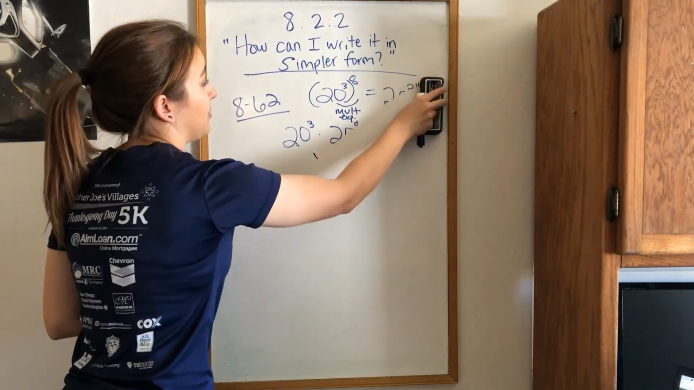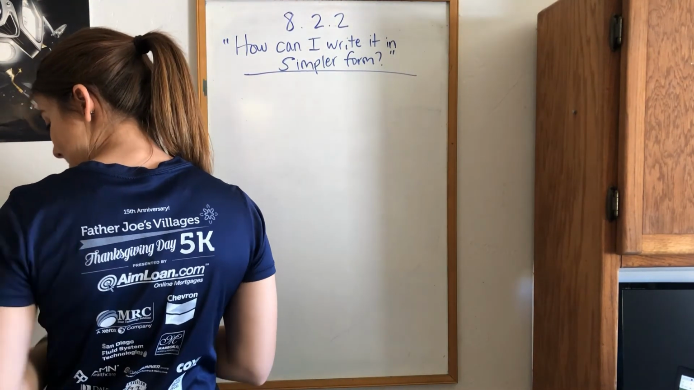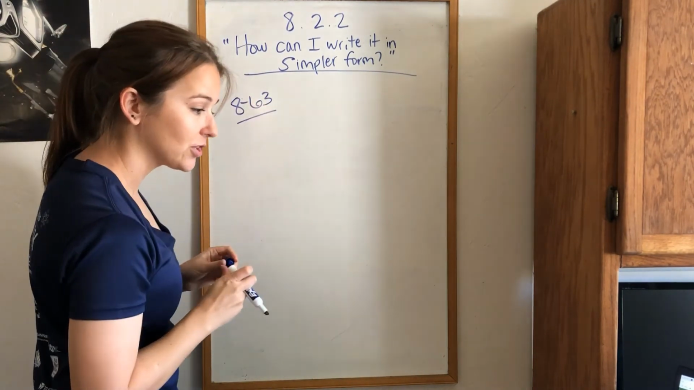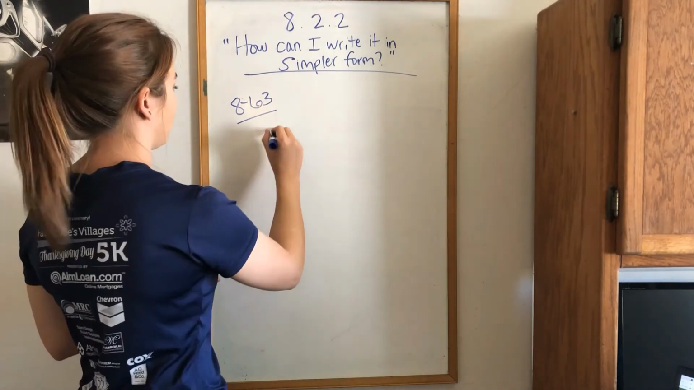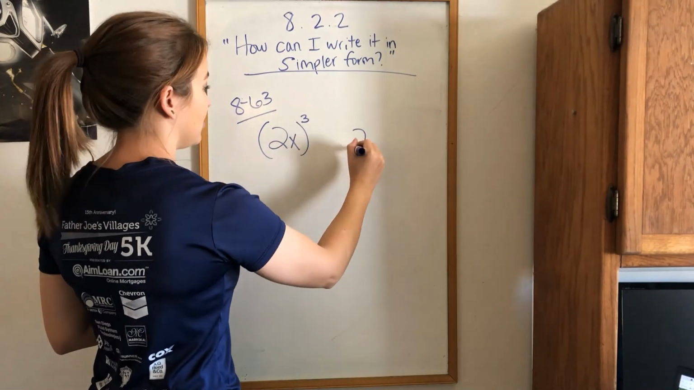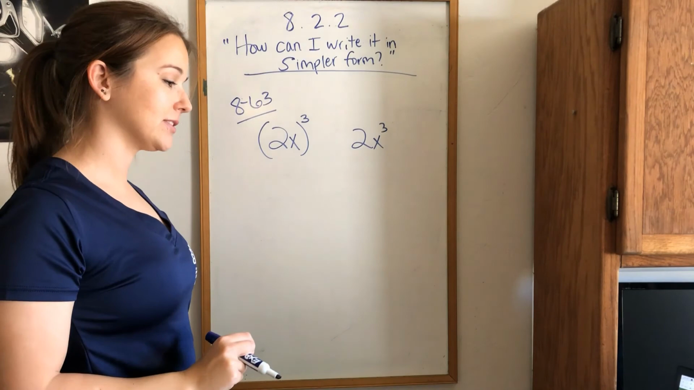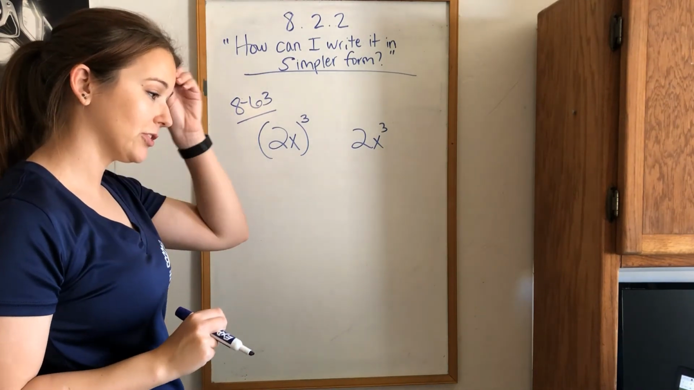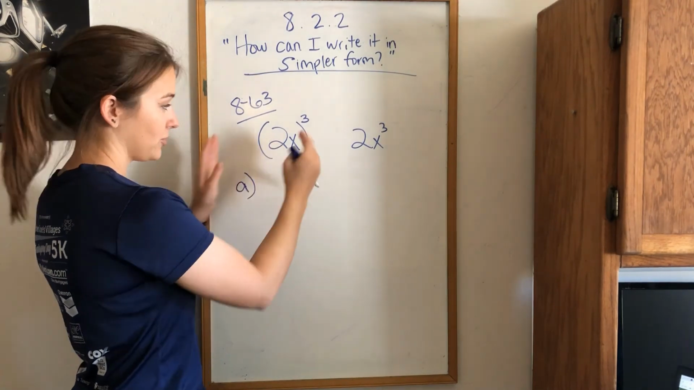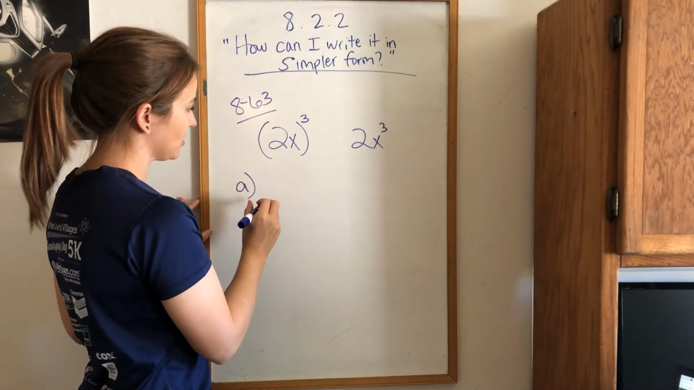All right, the last problem says Heidi's trying to rewrite the two expressions below. So (2x) to the 3rd and 2x to the 3rd. It says, are these two ways of writing the same thing or do they mean something different, she wondered. Okay, so we're going to rewrite for part A, rewrite (2x) to the 3rd by expanding and then simplifying. So let's expand this one.